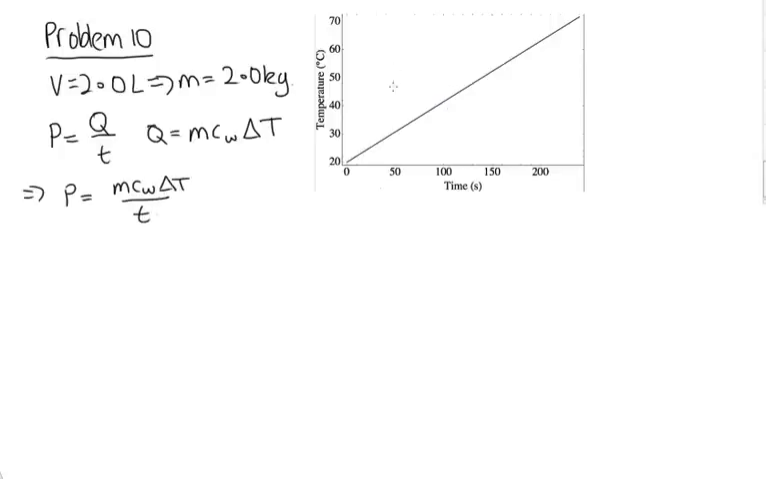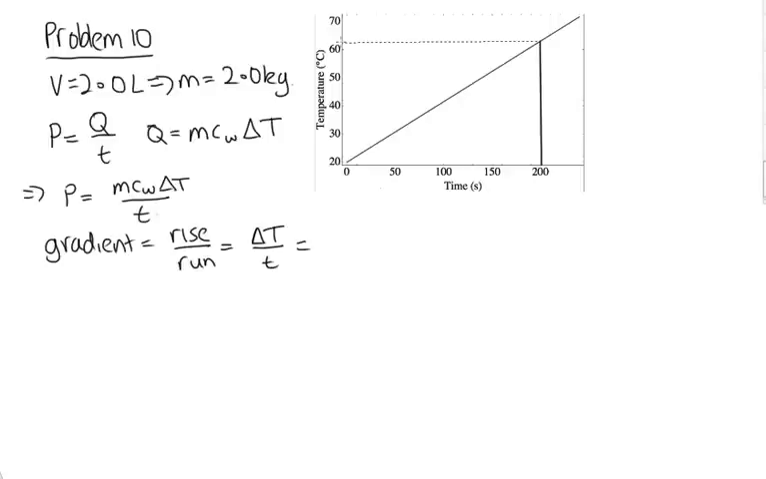So using our graph, we know that the gradient of the graph is equal to the rise of the graph over the run. Now, the rise is equal to the change in temperature. That's what we've got along the y-axis. And we've got the change in time, or the length of time, along the x-axis. So let's measure those as accurately as we can. Let's draw a vertical line up from 200 seconds to this point here. And then to get the temperature at 200 seconds, we'll draw a horizontal line across to here.